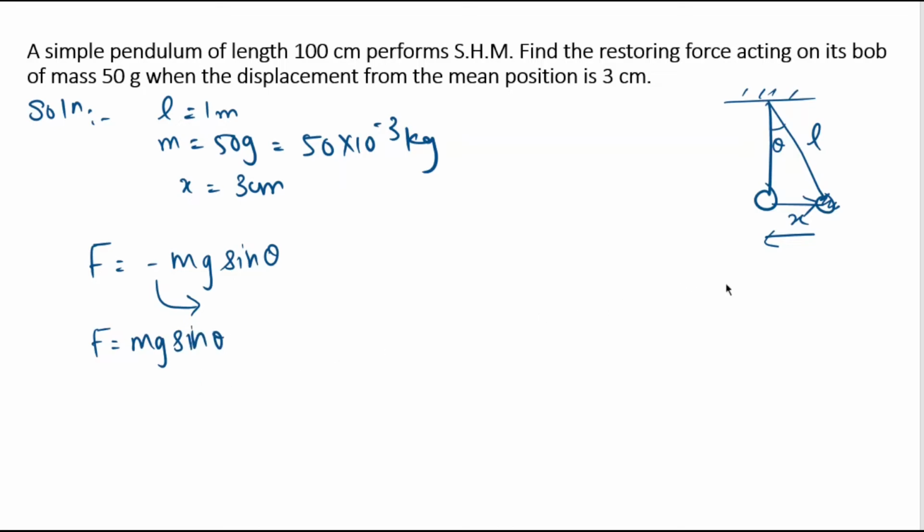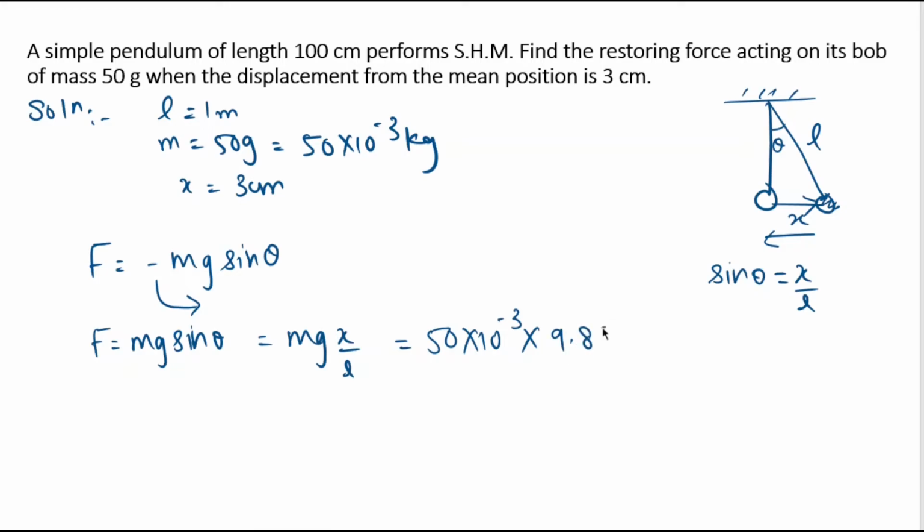Now let's see what sine theta will be. Sine theta will be opposite upon hypotenuse, that is x, and hypotenuse is L, so x by L. So F becomes mg x by L. Putting all the values, let's see what we get F as. So 50 into 10 raised to minus 3 into g. g we take as 9.8.